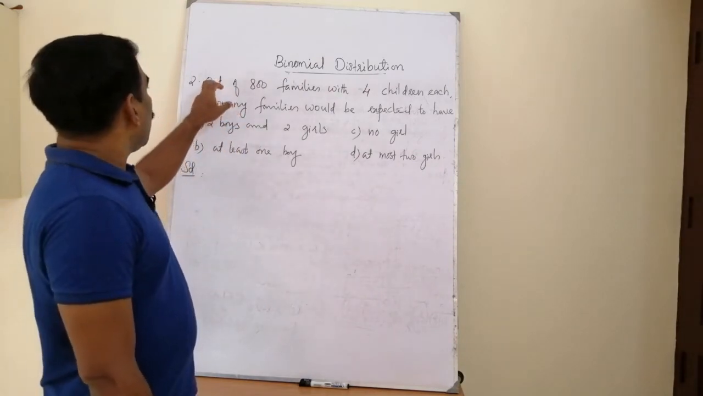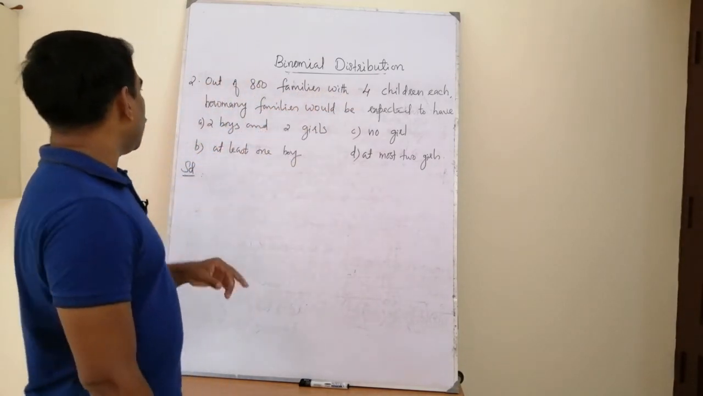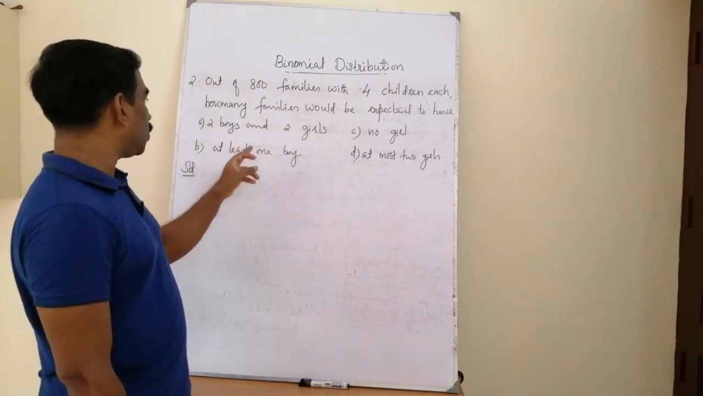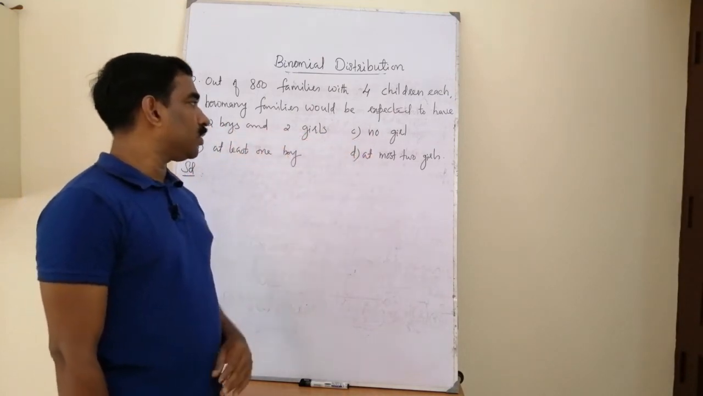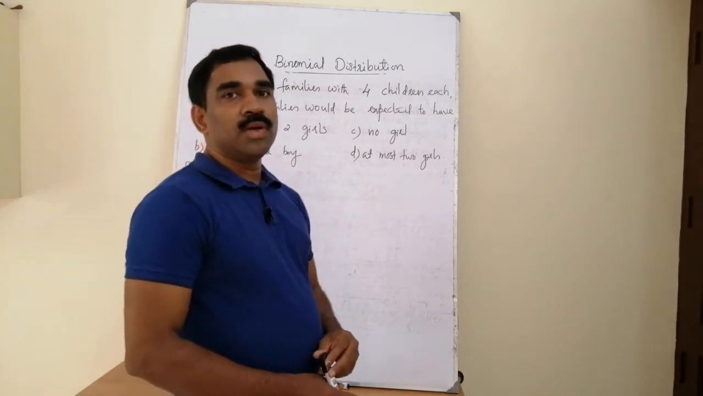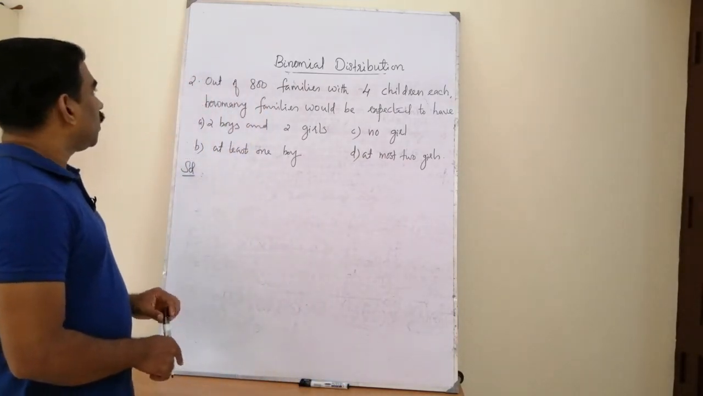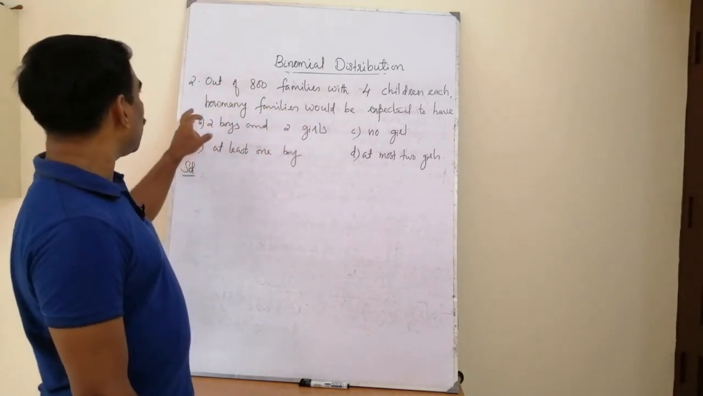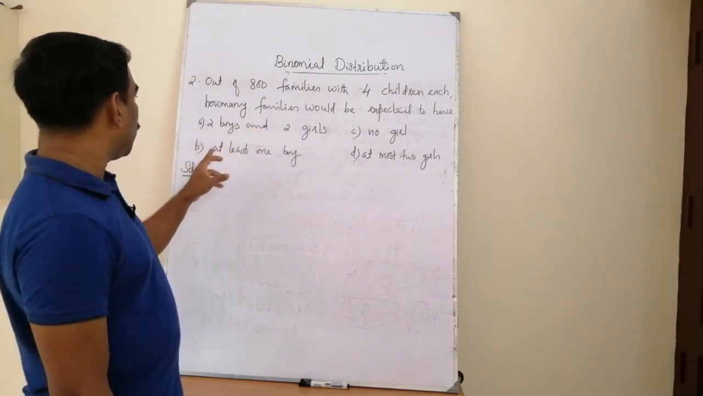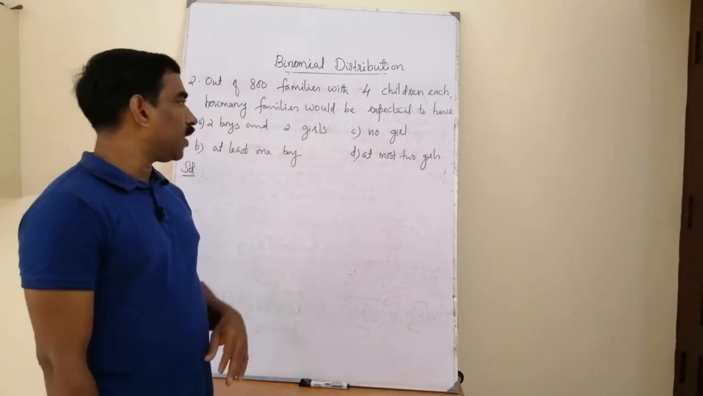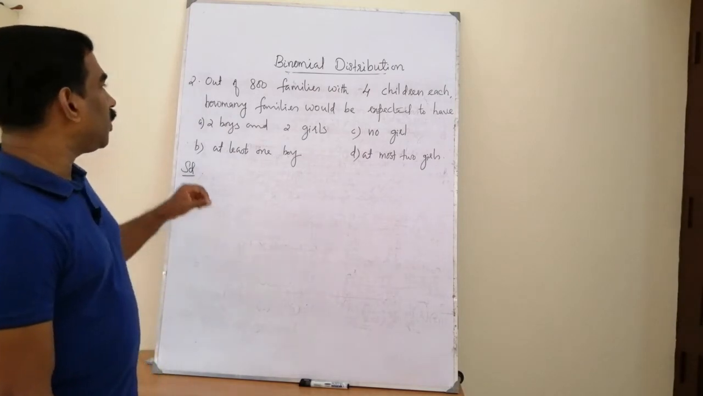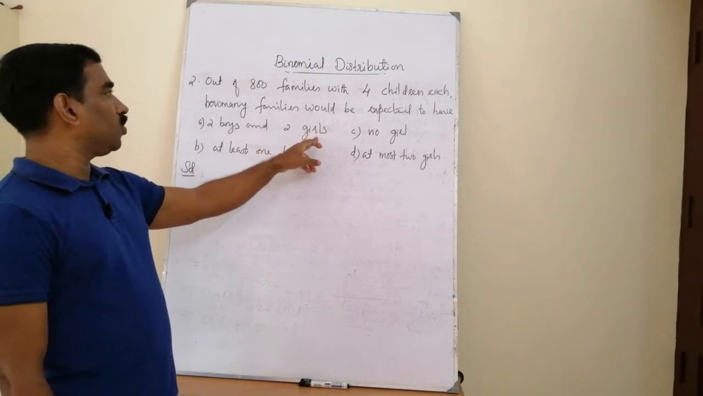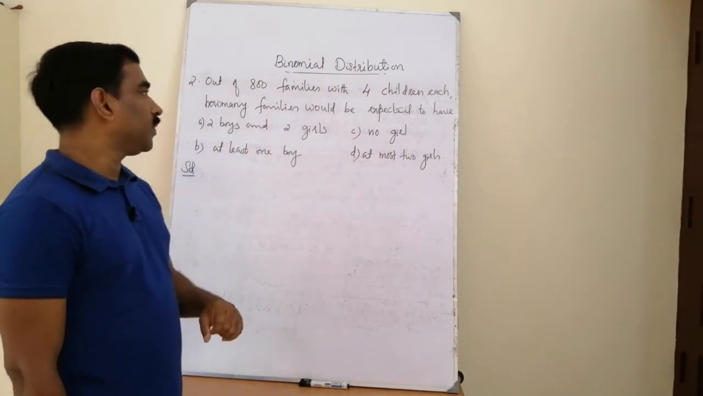See one more question. Out of 800 families with 4 children each, how many families would be expected to have 2 boys and 2 girls, at least 1 boy, no girl, at most 2 girls? What is the difference from the previous question? Here, instead of evaluating the probability, it is requested to find the number of families having 2 boys and 2 girls, at least 1 boy, no girl, and at most 2 girls. So in order to compute the number, first we have to find the probabilities of 2 boys and 2 girls in a family of 4 children.